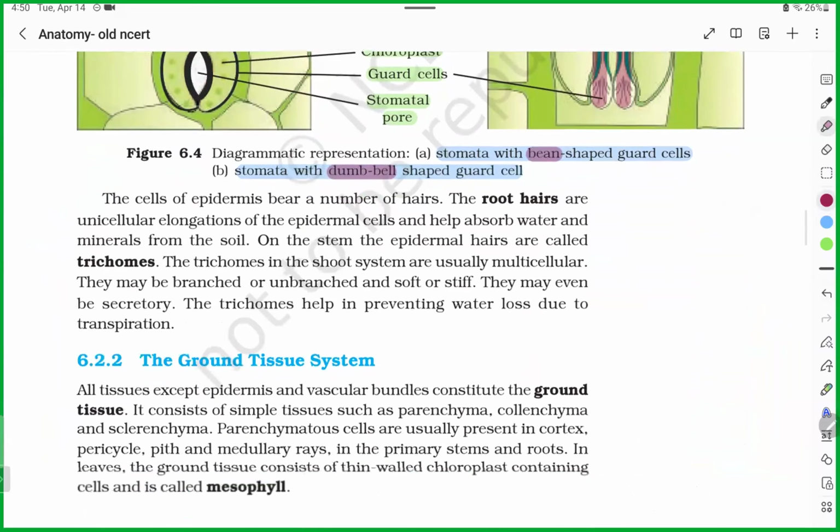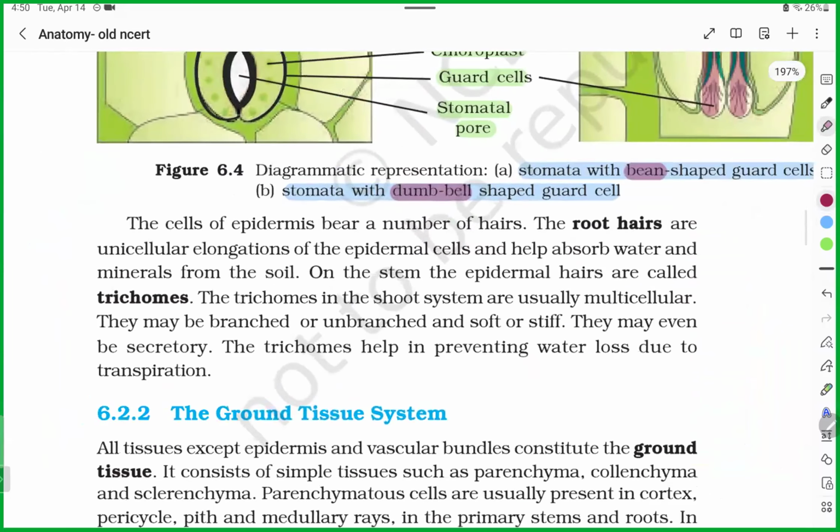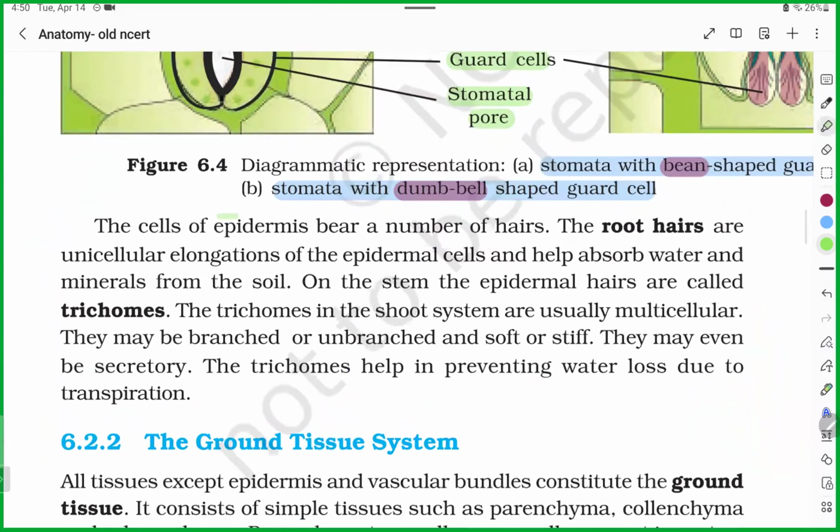Last part is the skin of the plant. Epidermis means kind of skin. So they have hairs in the epidermis region. Root hairs are unicellular in the root, of course. Their role is absorption of water and minerals from the soil. In case of stem, the same hair is known as trichome. These trichomes are present in the stems and they are multicellular.